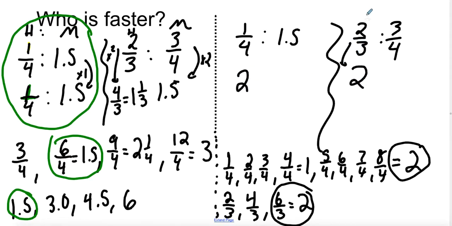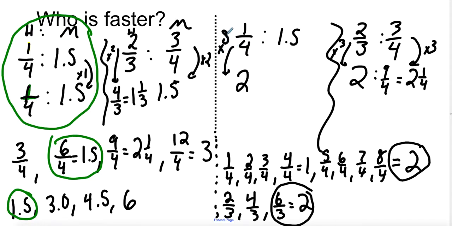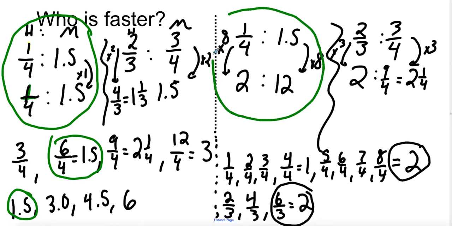This one only has to be multiplied by a factor of 3. So 3/4 times 3 is going to be 9/4, or you could also say that that's 2.25. While this driver over here increased his rate by a factor of 8, and 1.5 times 8 is going to give me 12. So I'm comparing the 2 hours to 12 miles versus 2 hours to 2.25 miles. So again, I see that Stephen is a much faster driver, even though we found different common multiples.